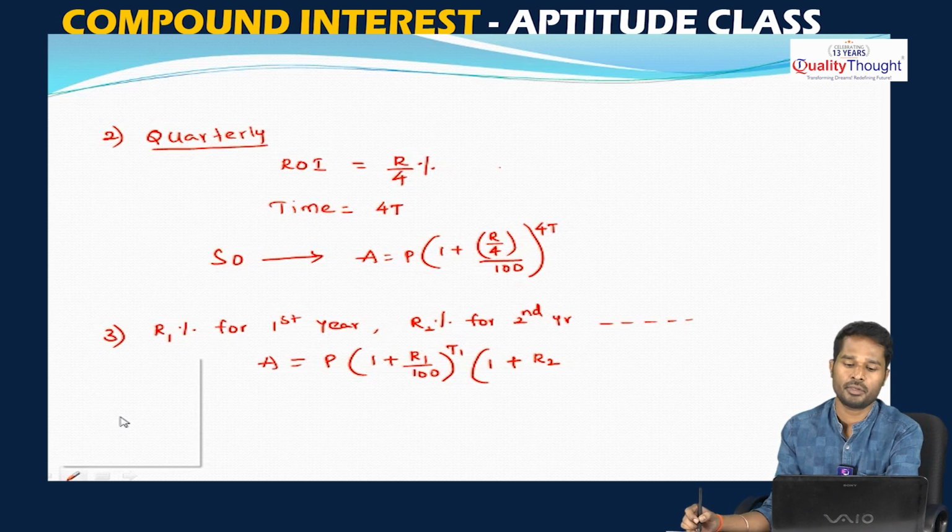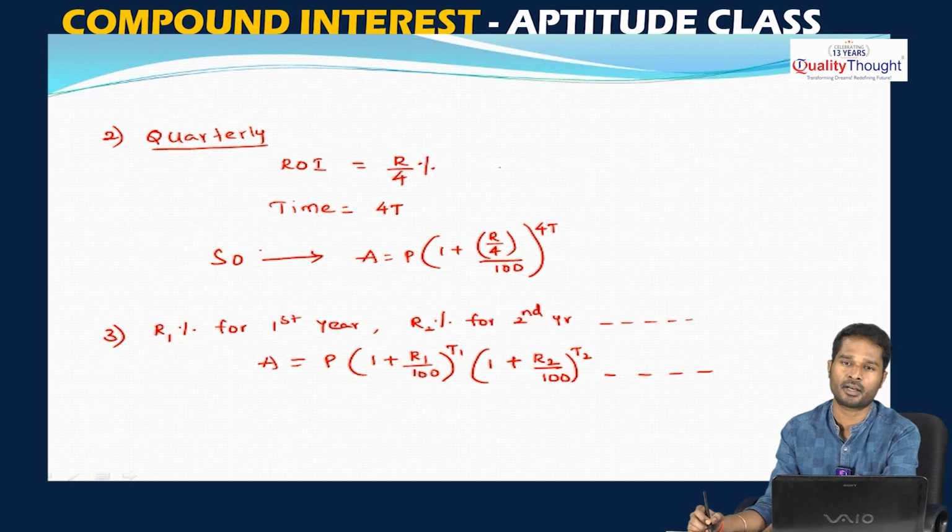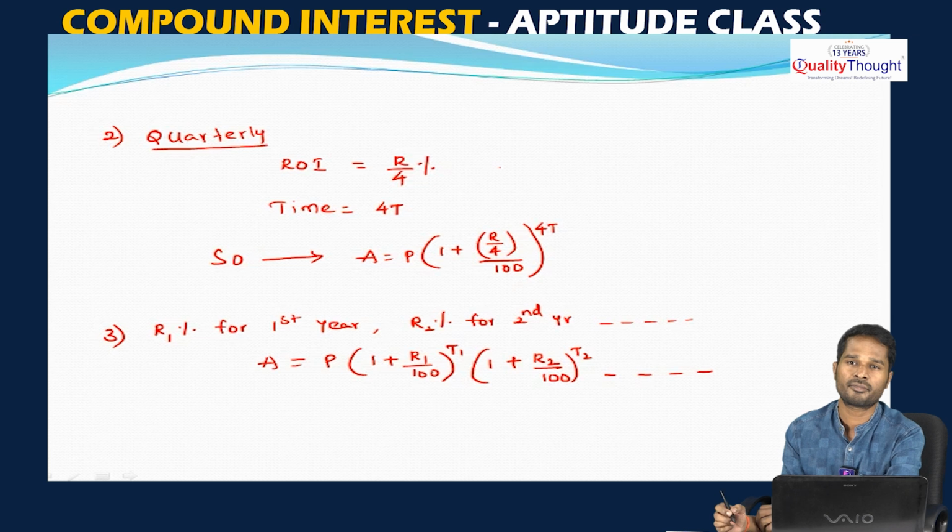T1 value is 1, because only one first year will be there. T2 value will be 1, because only one second year will be there. So these are the cases. Quarterly means R by 4, half yearly means divide the R value into 2 equal parts, and if the rates of interest are different for different years, take them separately and you can calculate the values.